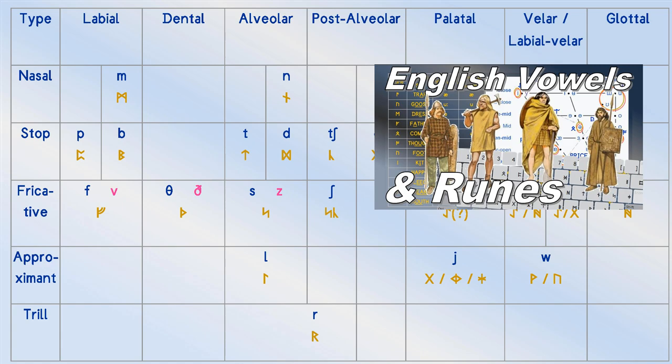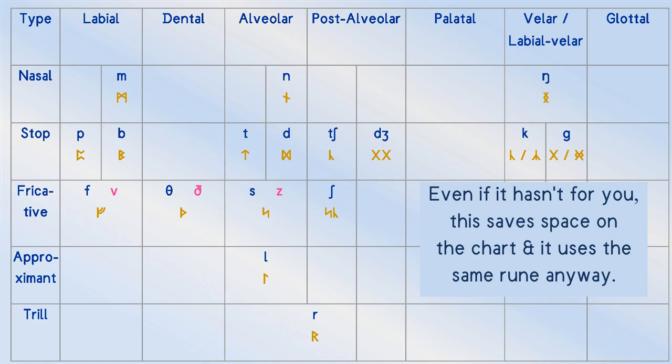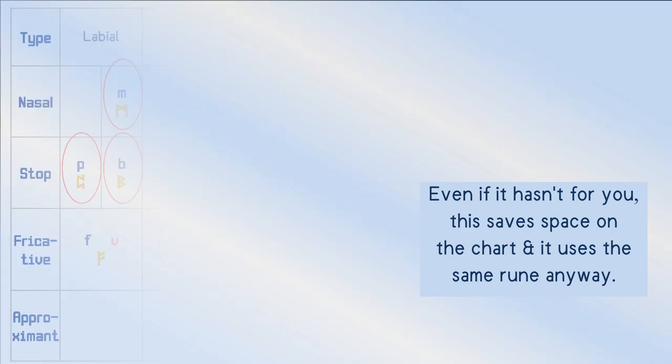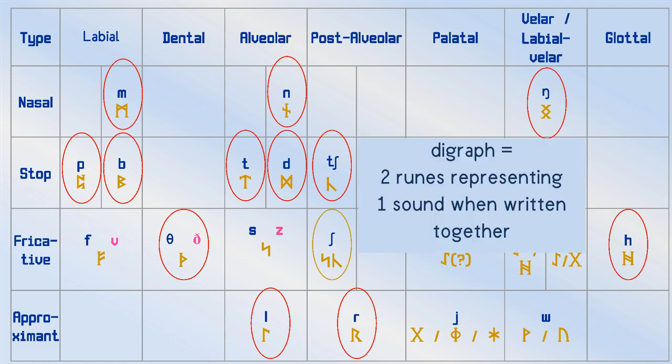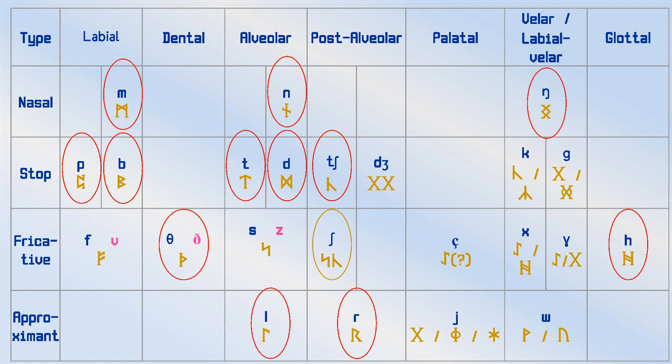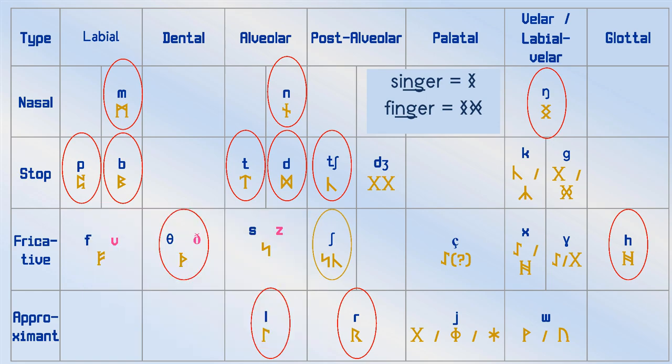Looking at the table, at this point we can eliminate the bottom row, as, for most of us, the r trill has become the r approximant. Now, there are 12 consonant runes plus one digraph that can still be written exactly as the Anglo-Saxons of old would have written them. Just to clarify, we will henceforth be distinguishing the ng in singer from the ng in finger. Following the lead of futhorc.com, we'll be using inga for the latter, as is logical.